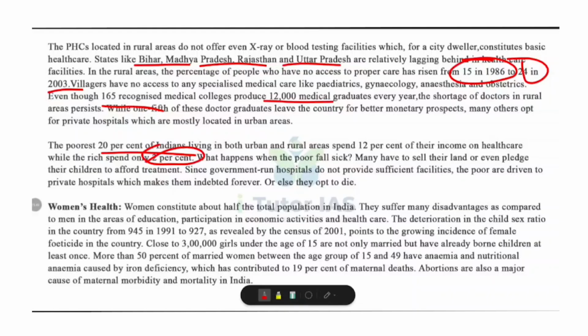So the implication is there is a severe rural-urban divide and economic inequality in access to healthcare. Health infrastructure development in rural areas is critical to ensure equitable health outcomes.